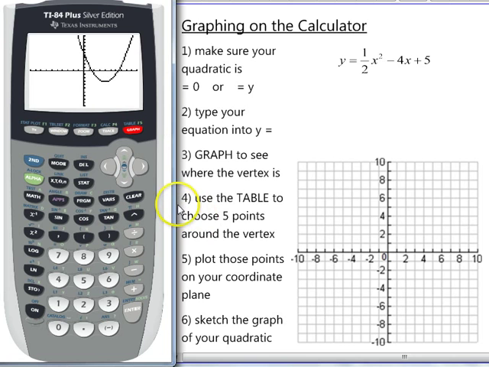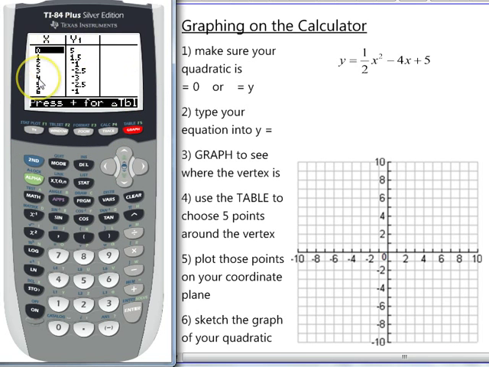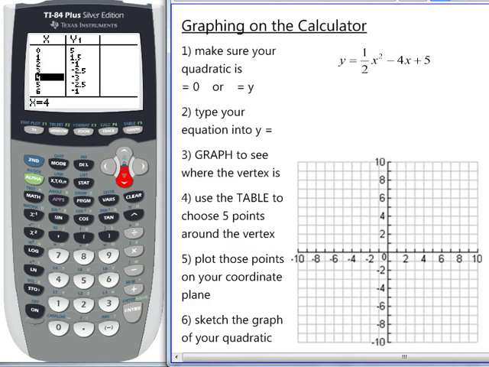So then step 4, use the table to choose 5 points around the vertex. So table is right here above graph. So we hit second graph to get to our table, and we want to look around the x value where x is 4, because that's around where the vertex is. So we want to write about 5 points down.